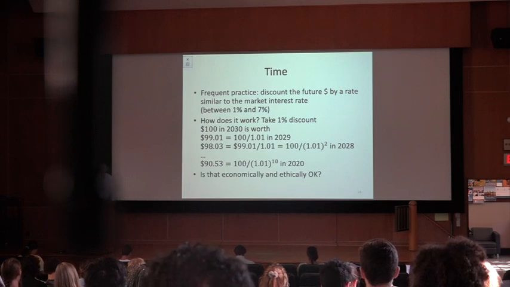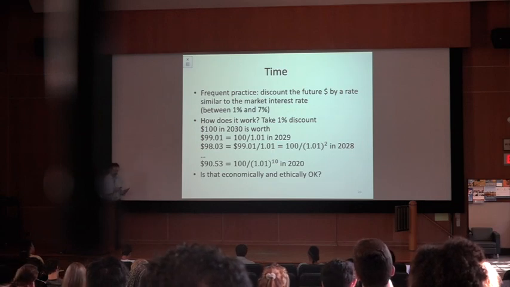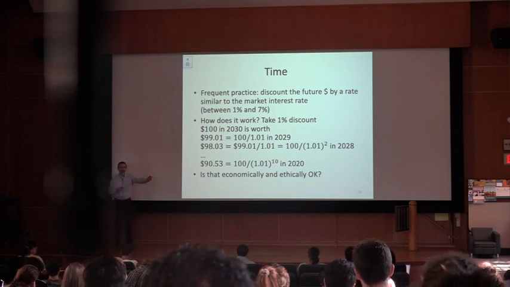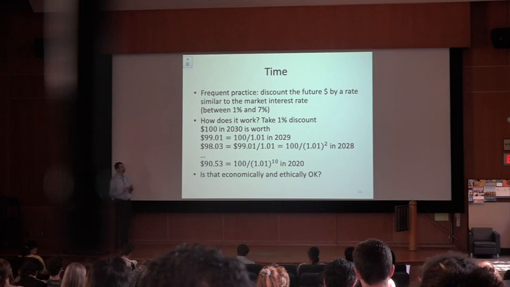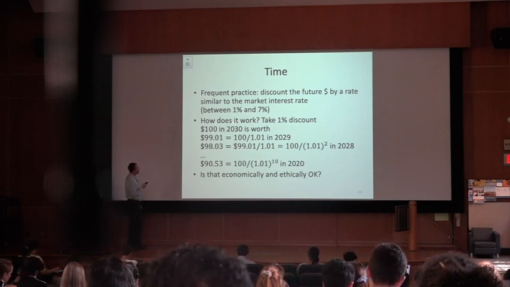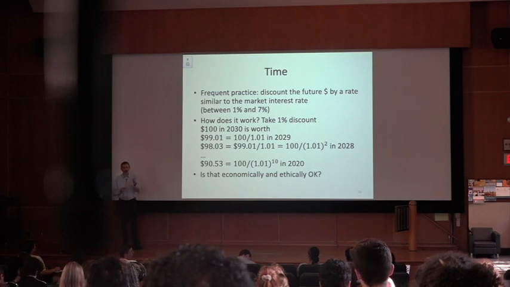So how does this discounting stuff work? It does the following. Let me take as an example a 1% discount. So consider the evaluation of $100 in 2030. How much is that worth now if we discount, right? If we discount at 1%, we have to do it year by year to bring it back to today. So the value in 2029 will be 100 divided by 1.01, which corresponds to 1%. Okay, and that gives you this value.